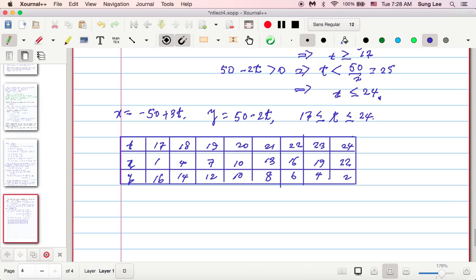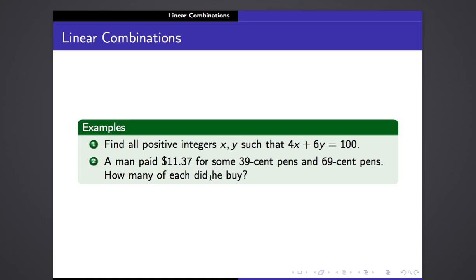Okay, now I believe this is the last thing I want to talk about. So the last example, a man paid $11.39 for some 39-cent pens and 69-cent pens. How many of each did he buy? That's the question, and this can actually be solved using linear combinations.